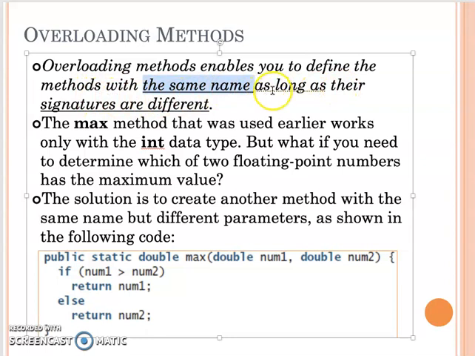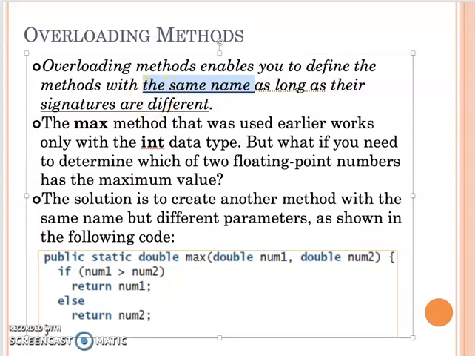A method signature includes the name and the parameter list. So if methods are overloaded, they have the same method name but different passed arguments. The arguments can differ in number or in data type.